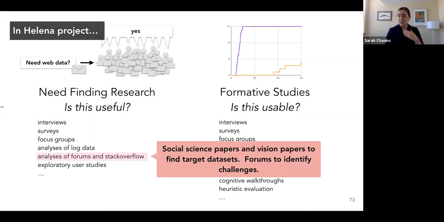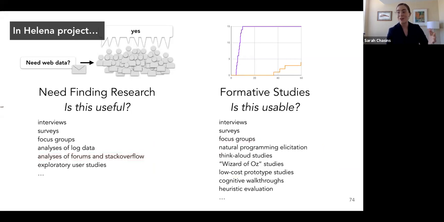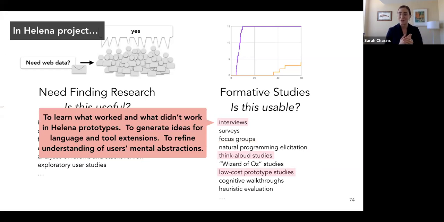We also were looking through social science papers, even social science vision papers. We're using that to find target data sets they might want to tackle. We're looking at forums to figure out what kinds of challenges they were facing when they were trying to do this programming in the traditional ways. There are all kinds of different interesting resources, even beyond just talking to people. So I think always the first step should be talking to people. But if you don't have that capability, there are some other options for you as well.